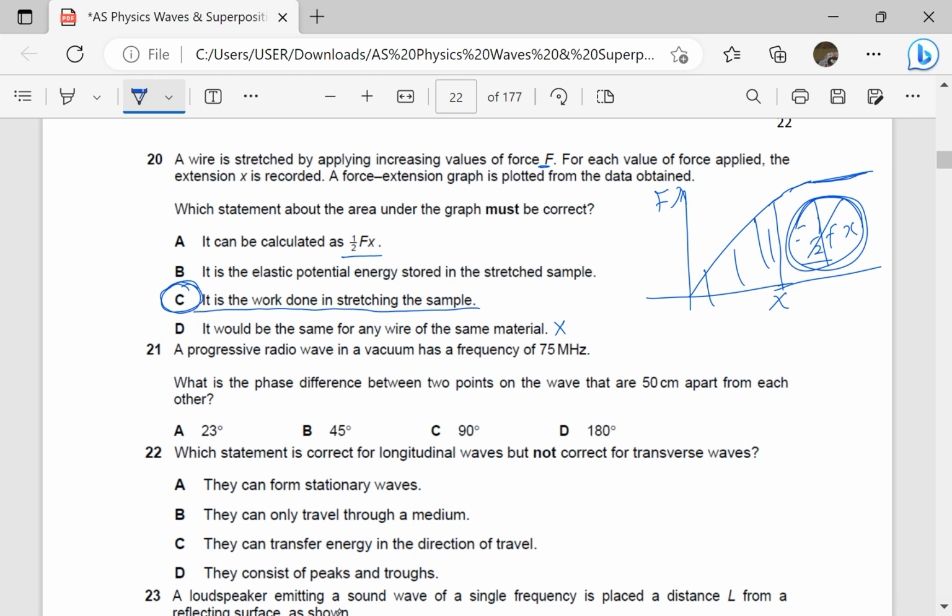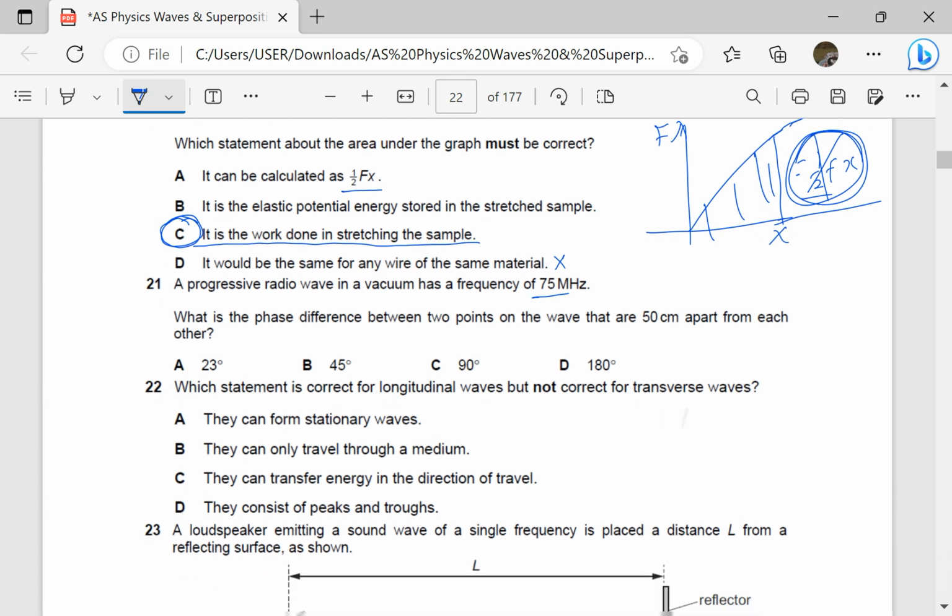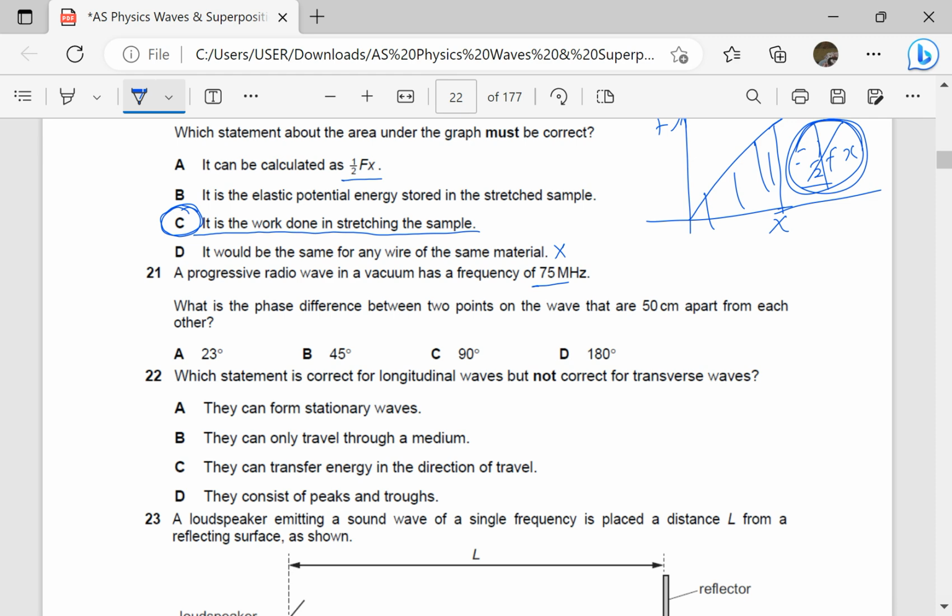A progressive radio wave in a vacuum has a frequency of 75 megahertz. What is the phase difference between 2 points on the wave that are 50 centimeters apart from each other? What is the phase difference? So it has that frequency.